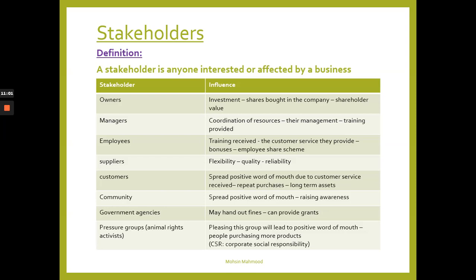Customers spread positive word of mouth due to the customer service that they receive from employees. If they can spread positive word of mouth, and if they become repeat purchasers, this is what all businesses want. They're looking for not just new customers, but they want customers to become repeat customers.